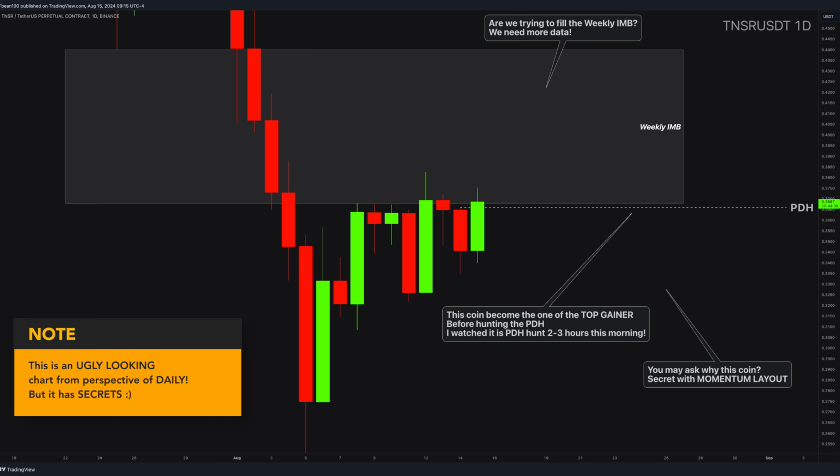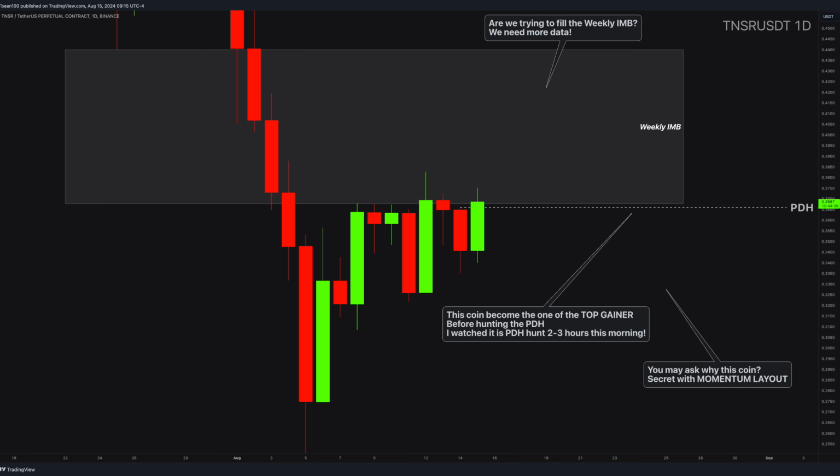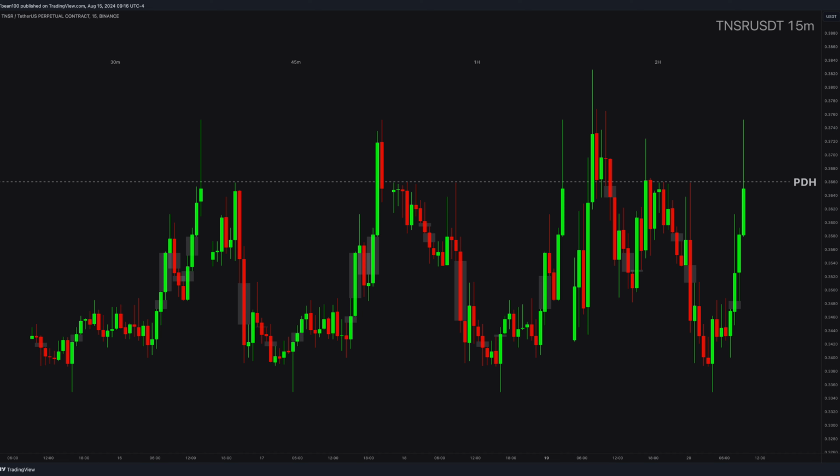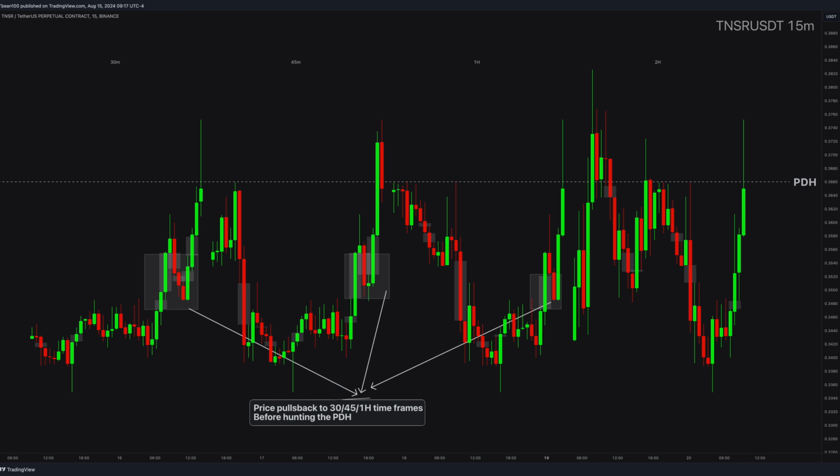But why did this coin interest me? Why did I choose this particular coin? Why I like this one more than others? Let's learn. The answer was the momentum layout. The moment I noticed this triple imbalance tap right before hunting the previous day high, it got my attention.